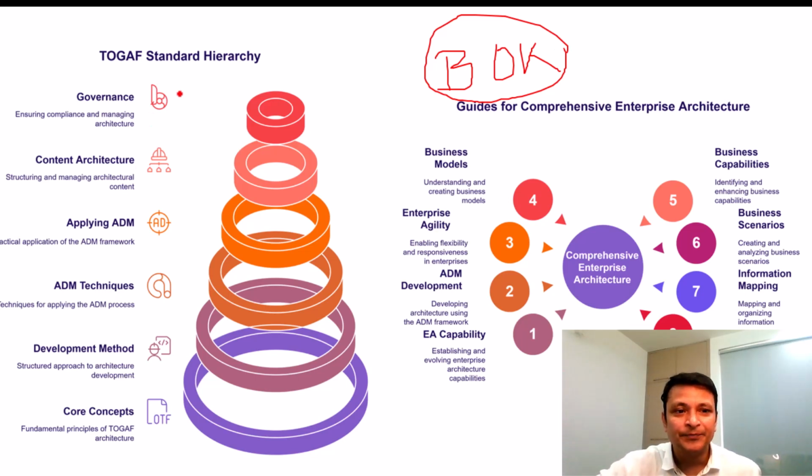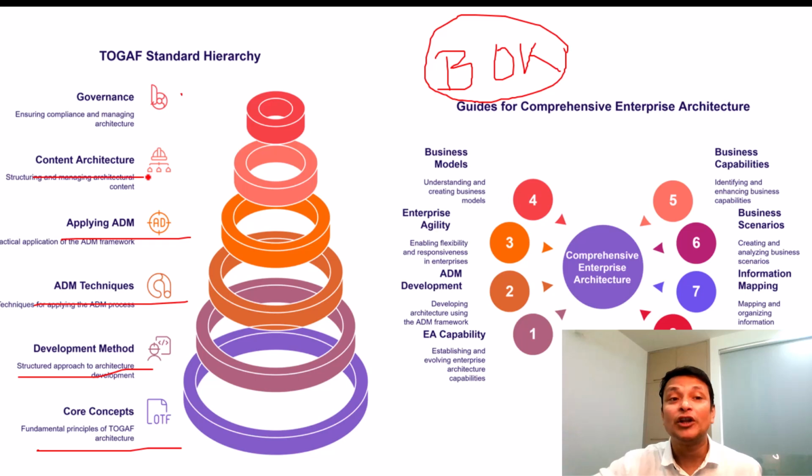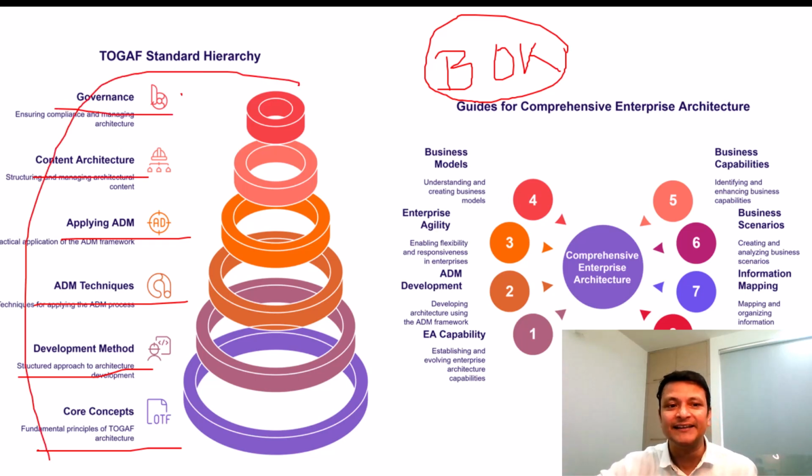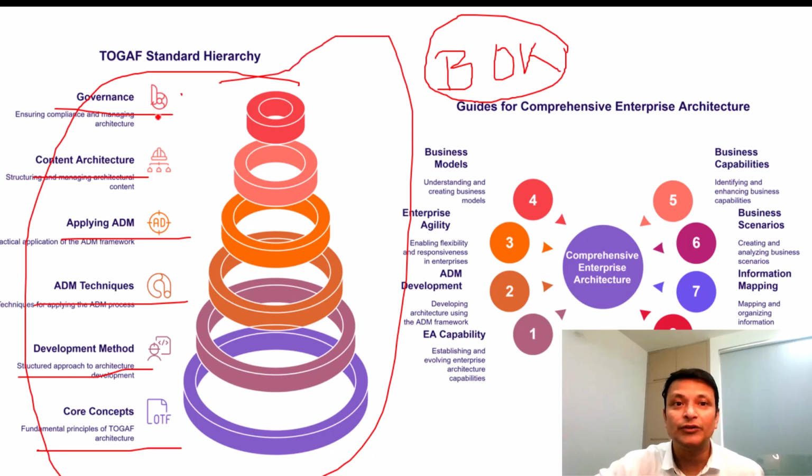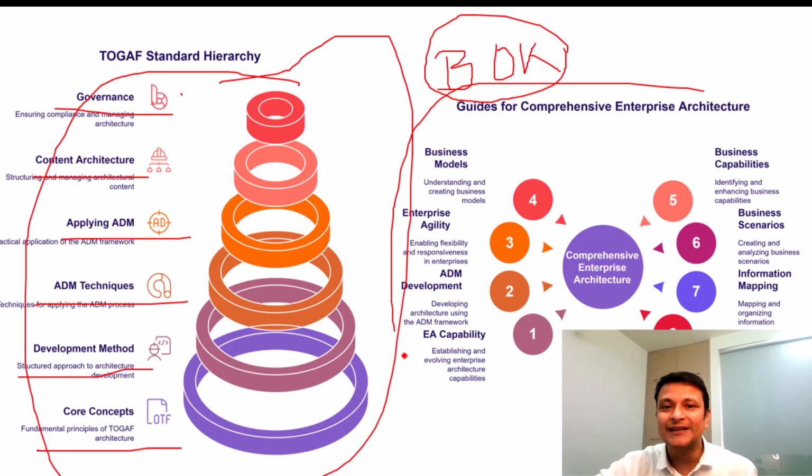Now this is talking about all the standard: the core concepts, development method, ADM techniques, applying the ADM, the content architecture, the governance, everything which is in the standard part of it. So you need to remember this. And apart from that, there are the guides which are the supporting guides for enterprise architecture. I will go through this step by step so that you understand.